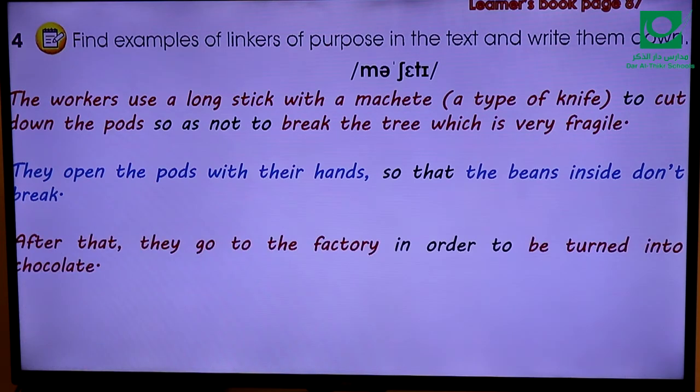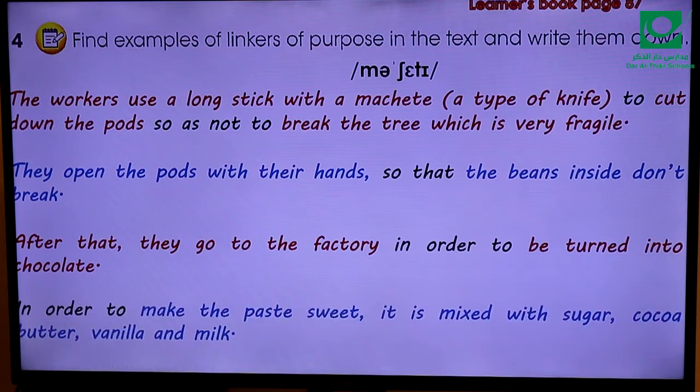Okay, and also we have this one with so that, and we have another one with in order that to be turned, and so that the beans. And we still have another one, in order to make the paste sweet. Here look, we have make, so we used in order to. I hope that you answered them correctly.